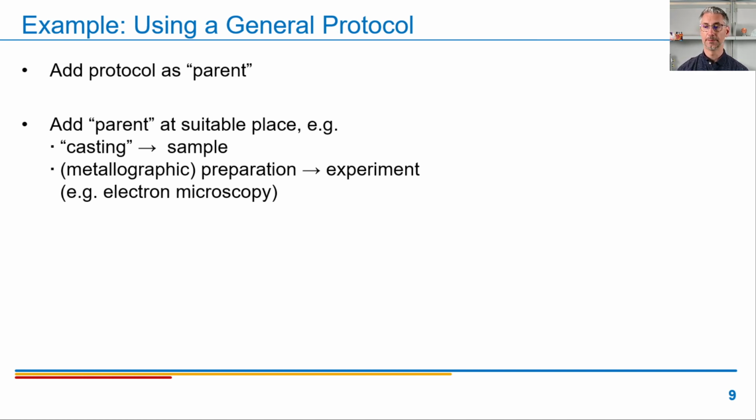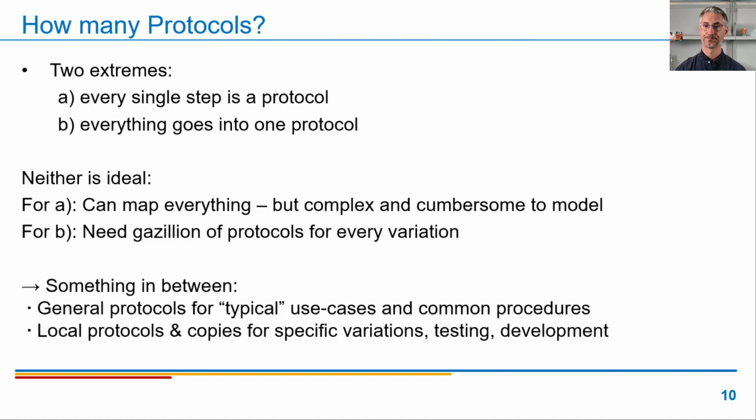If we have, for example, the preparation of the sample, say for an electron microscope image, then we will probably link that to the experiment when we conduct the whole sequence of preparing the sample and then analyzing it. That begs the question a bit, how many protocols do we have? So of course there are two extremes. We can either have a very small approach where we say every single step is a single protocol, and then we need to combine lots of protocols, or everything goes into one protocol, but then we need lots of variations because we can't cover everything with this. So neither of these are of course ideal.